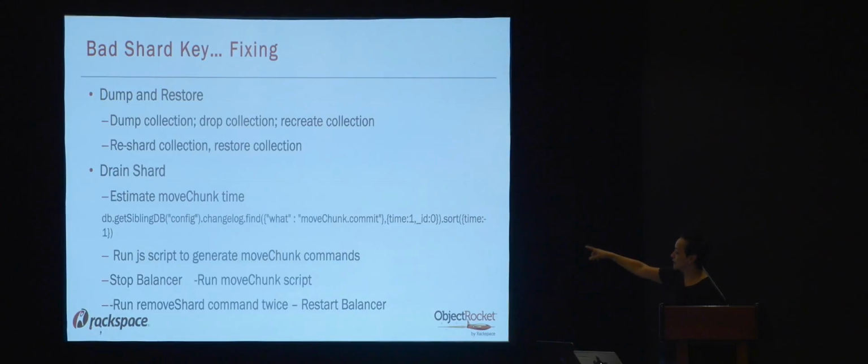Okay, and then this is a way that you can estimate how long it's going to take to move the chunk, which is how you drain a shard. So you can use the removeShard command to allow the balancer to drain a shard, or you can write manual scripts to do that yourself. So with the moveChunk command, you stop your balancer, you run that twice. You should get an error the second time, or a message in between. If you get an error the first time, you know that the shard is not actually empty.